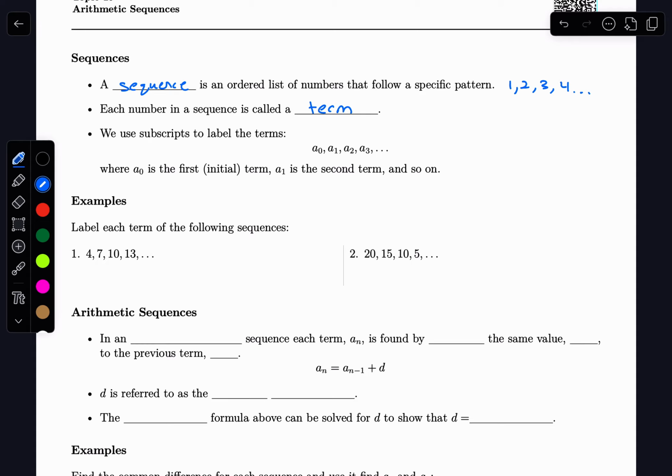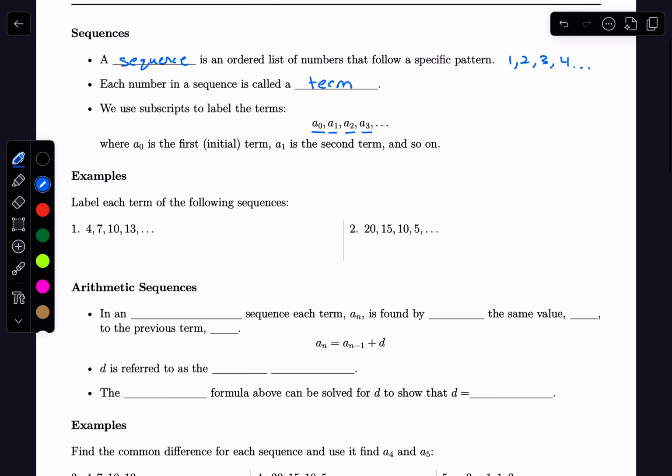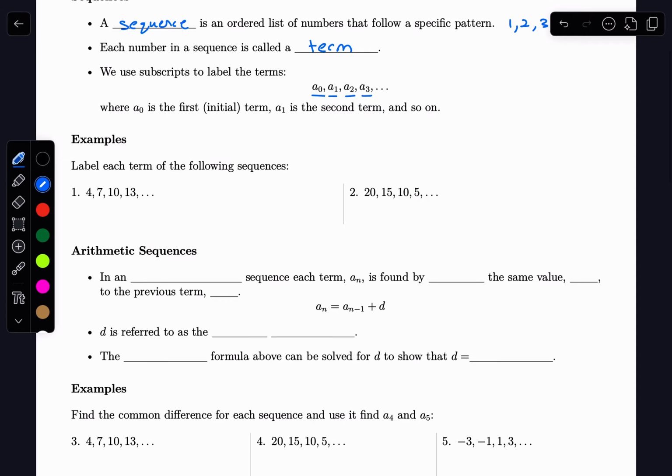We start with A naught. A sub 0 is called A naught. That is going to be our initial or first term. And then we just add 1 to the subscript each time. So then we have A1, A2, A3, and that will go on forever. So for our first couple examples down here, we're just going to practice labeling what the terms are real quick. That way we're all on the same page.